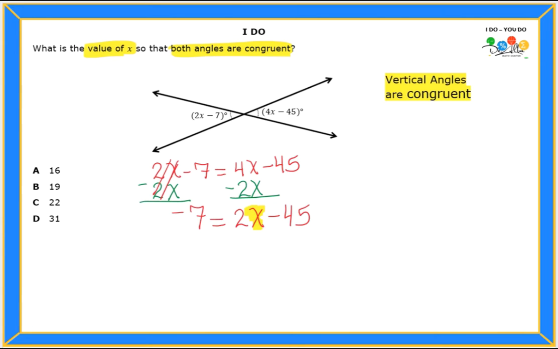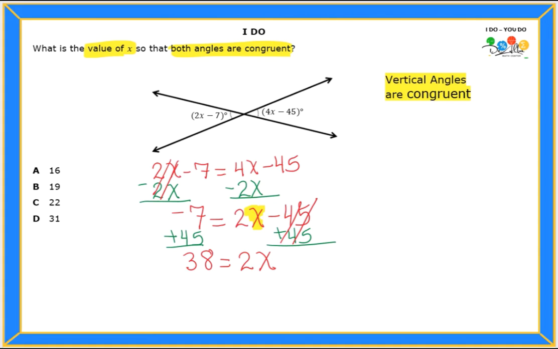Well, I need to get rid of the minus 45. The opposite of a minus 45 is plus 45. And I'm going to do the same on both sides. Remember, whatever you do on one side, you got to do it to the other side. Okay? So negative 7 plus 45 gives me a positive 38. And my 45s are going to cancel. And I ended up with 2x only.